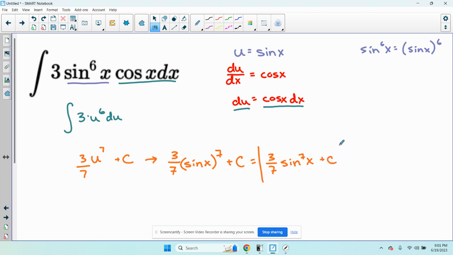And the easiest way to check these things is to take the derivative of this thing. Take the derivative of this thing with the chain rule. 7 will come down. That'll cancel with this. We're left with 3 sine to the sixth x times the derivative of sine, which is cosine. So we'll get the original.